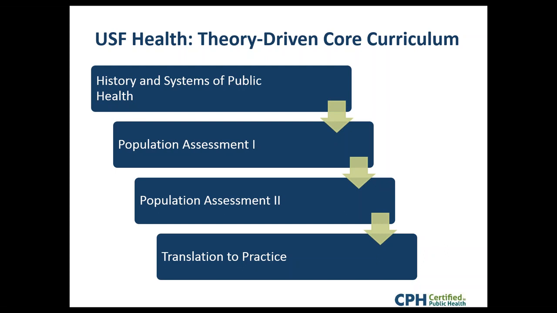This process resulted in the development of 4 sequenced courses: History and Systems of Public Health, Population Assessment 1, delivered in the first semester, and Population Assessment 2 and Translation to Practice, delivered in the second semester. As part of this revision process, the university also affirmed its commitment to the Certified in Public Health exam, requiring all students to take and pass the exam as a requirement of graduation.